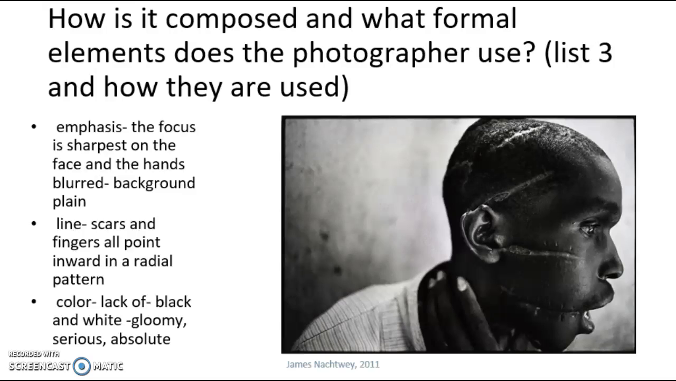Line is also another prominent element. You can see several lines in the scarring as well as the fingers, and they sort of fan out in this radial shape. Color, there's a lack of color. It's a black and white image. It gives it a very serious and gloomy look. It looks very absolute. It looks very documentary.